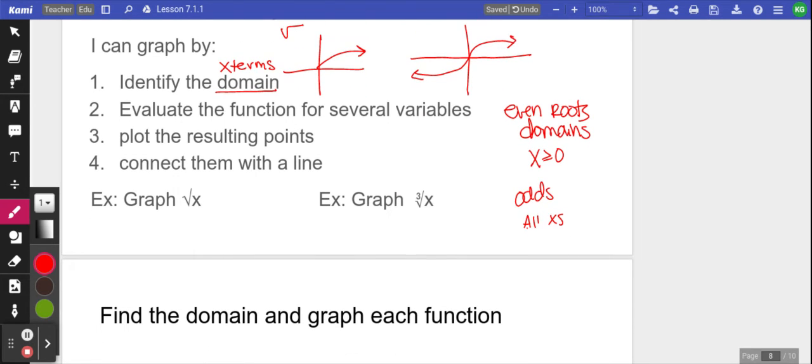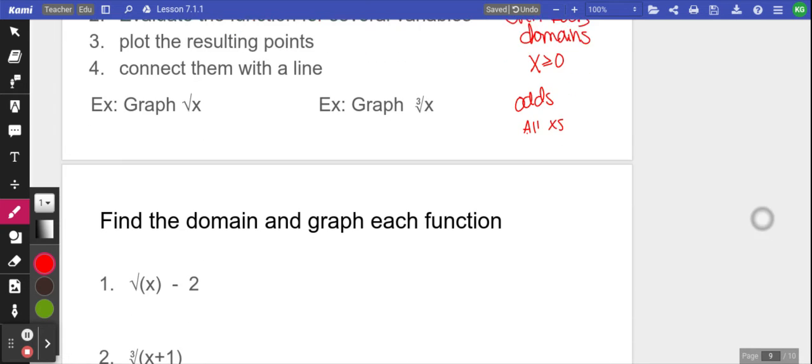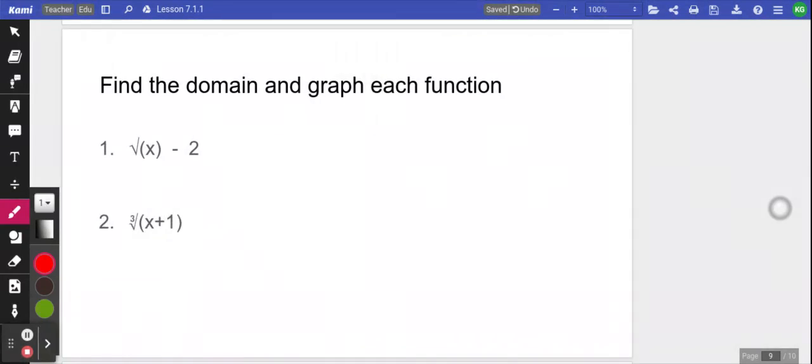Then we're going to put in several numbers that we know into our roots, evaluate our function, plot them, and connect them with a line. So we're going to go down to these ones.